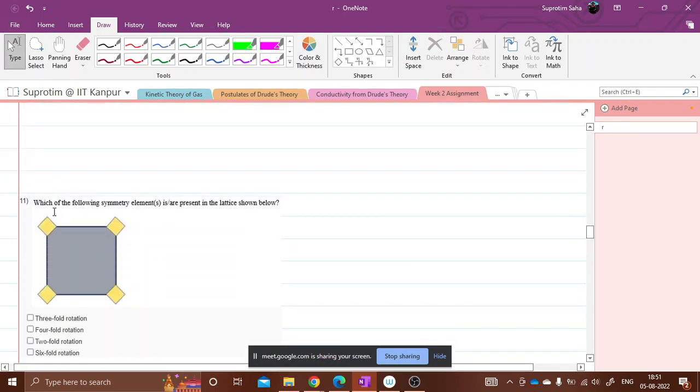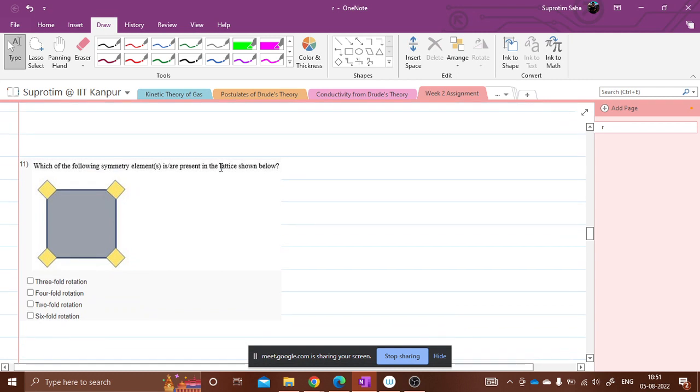All right. Now there's a representative question. A figure is given: which of the following symmetry elements are present in the lattice shown below? So this is a simple cubic lattice. But the atoms you have here form a rhombus, or you can say a diamond shape. For simple cubic, for a plain square lattice, you'll have this as the fourfold symmetry, right?